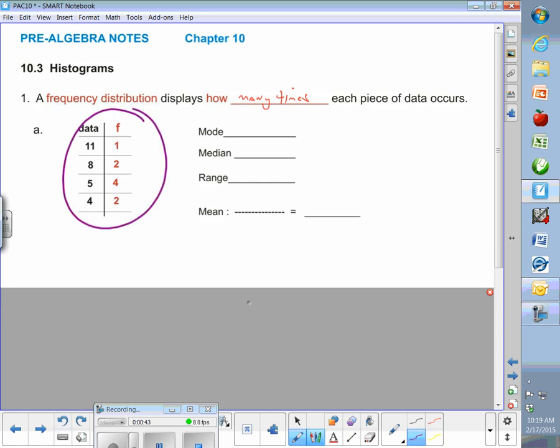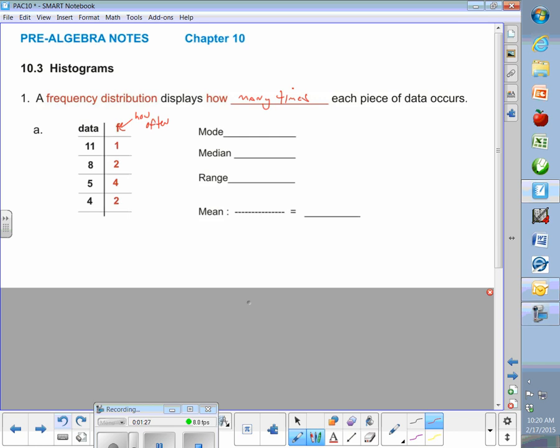Now be careful. It looks a little bit like a stem and leaf plot, but that's not what it is. They are not a stem and leaf plot, and you cannot treat them that way. Notice that on the left we have the data: an 11, an 8, a 5, and a 4. That's the data for this frequency distribution. On the right you have this F. The F is the frequency, or how often that piece of data occurs. So be careful with a frequency distribution.